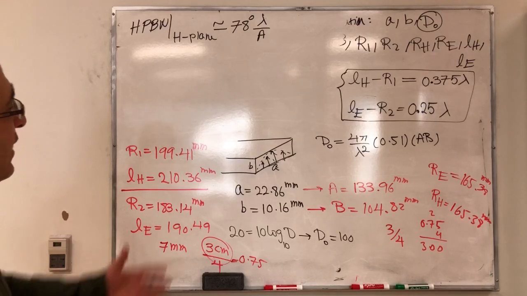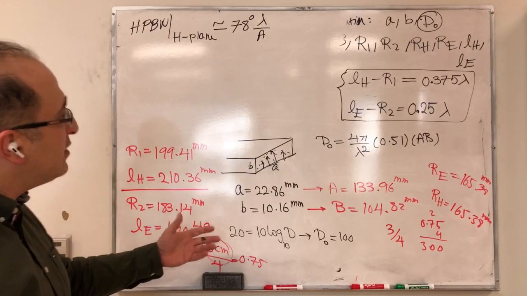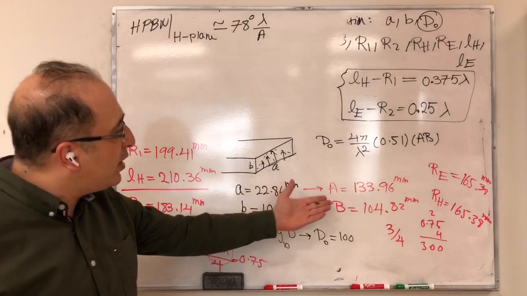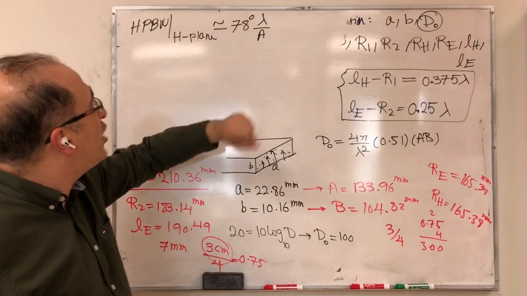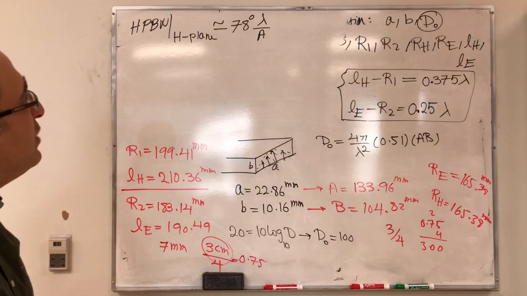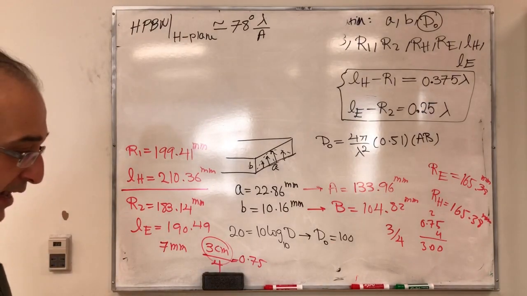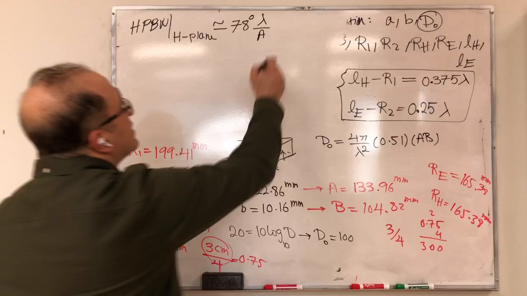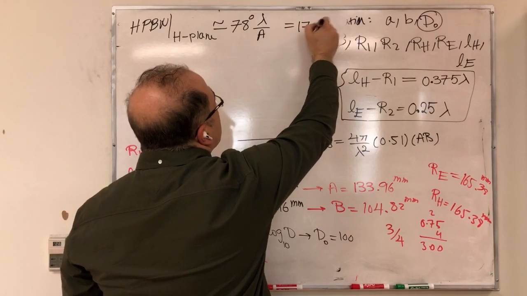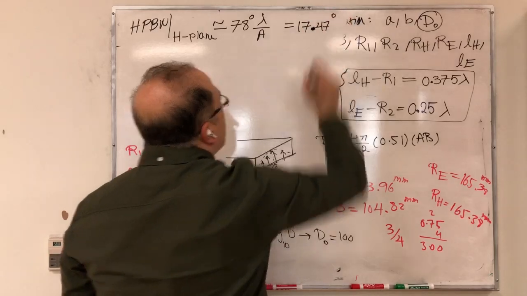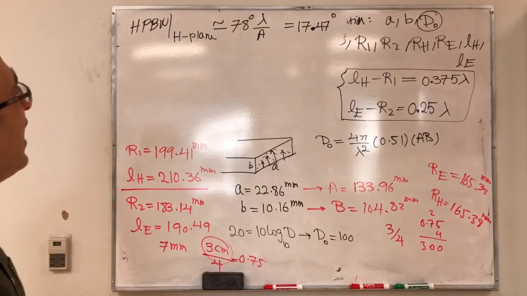For example, in the question that we studied, we had our capital A and our lambda, and we multiply by 78 degrees, so the answer would be in degrees. In this particular example, that's going to be 17.47 degrees. So that would be our half power beamwidth in the H plane.